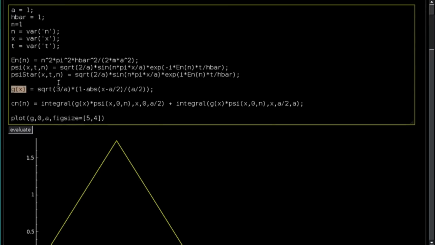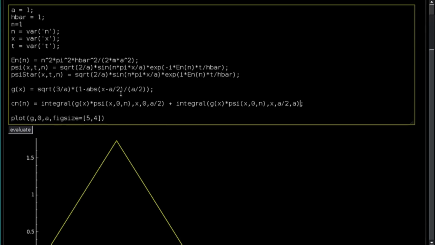G of x is what I've defined the initial conditions to be, which is square root of 3 over a times this 1 minus absolute value expression. And C sub n here, that's the integral of g of x times psi from 0 to a over 2 plus g of x times psi going from a over 2 to a. That's all well and good.